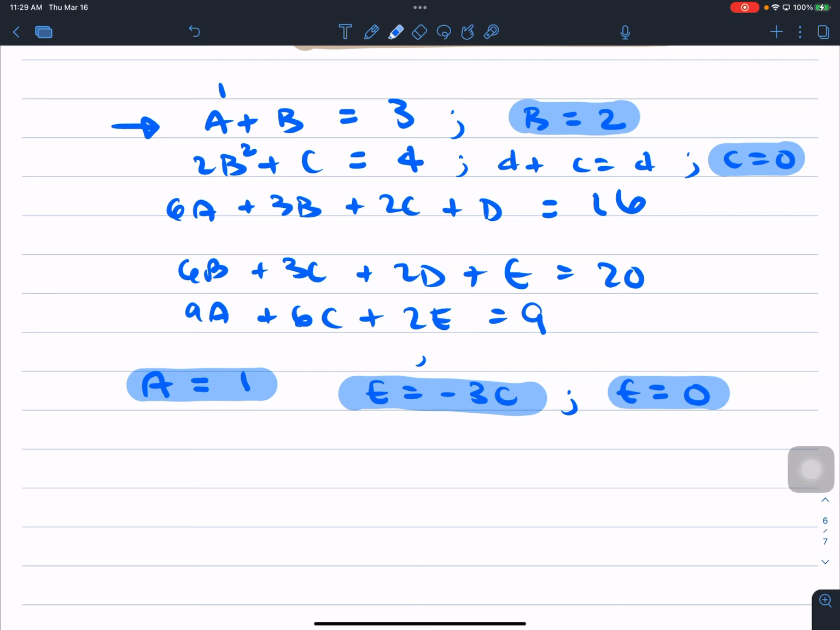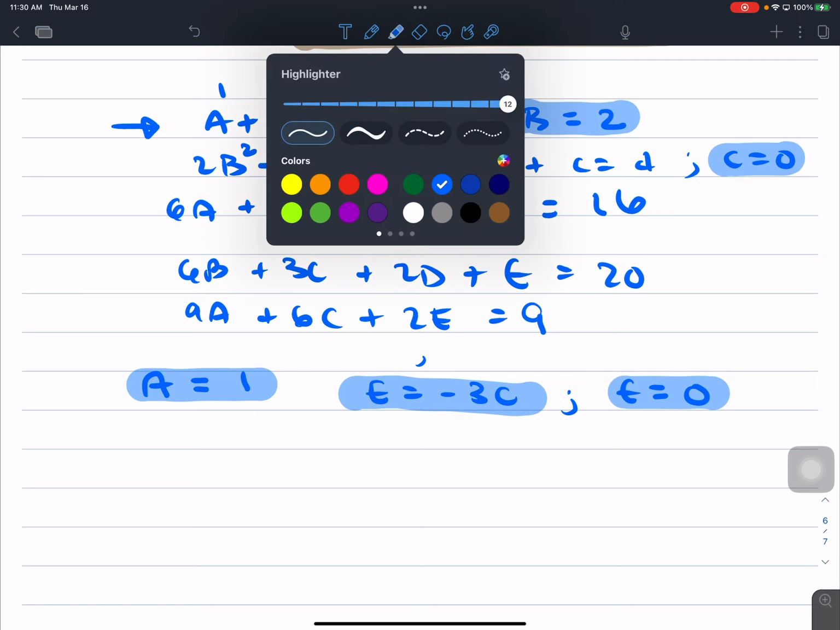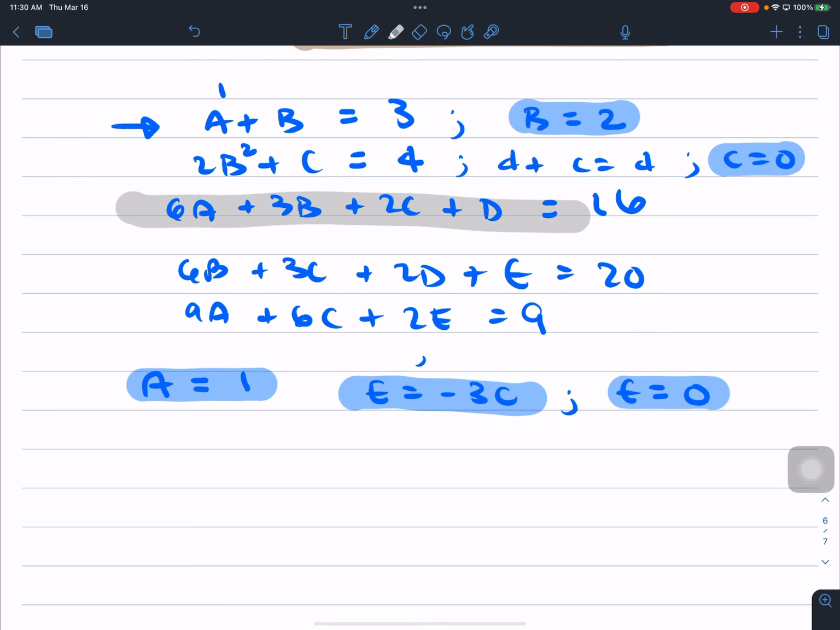How am I going to get a D, ladies and gentlemen? I can probably use this, is that right, to get D? So you say, what would I do here to get D? Well, what is A? 1. What is B? 2. What was C? 0. What was D? Oh, we're trying to get D.